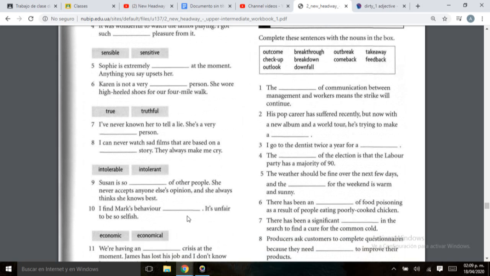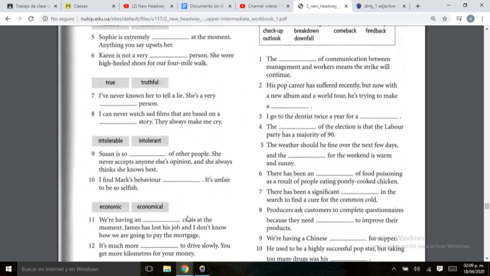Then we have economic and economical. Both of them are related to money, but economic is related to business, for example. So a country can have economic problems, or we can have an economic business. On the other hand, economical is a synonym of cheap.